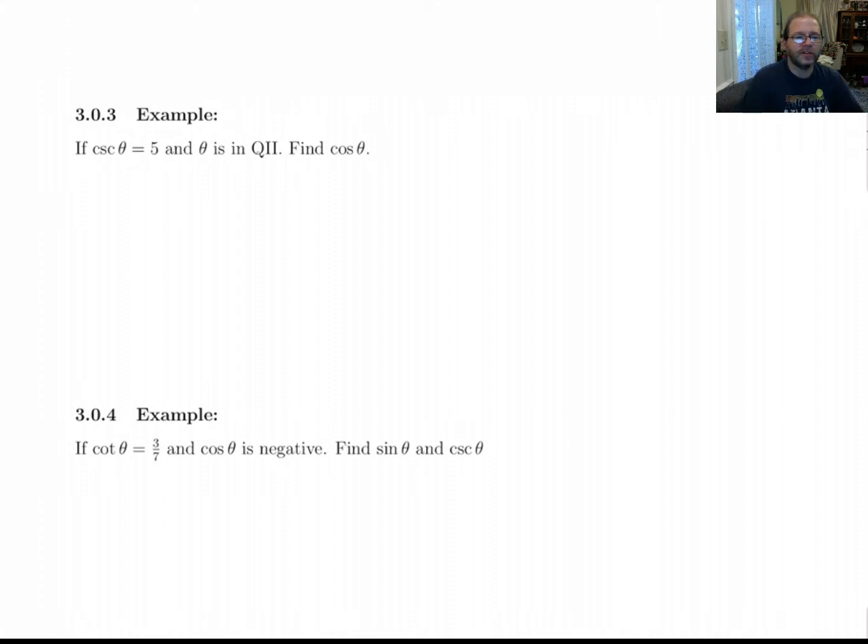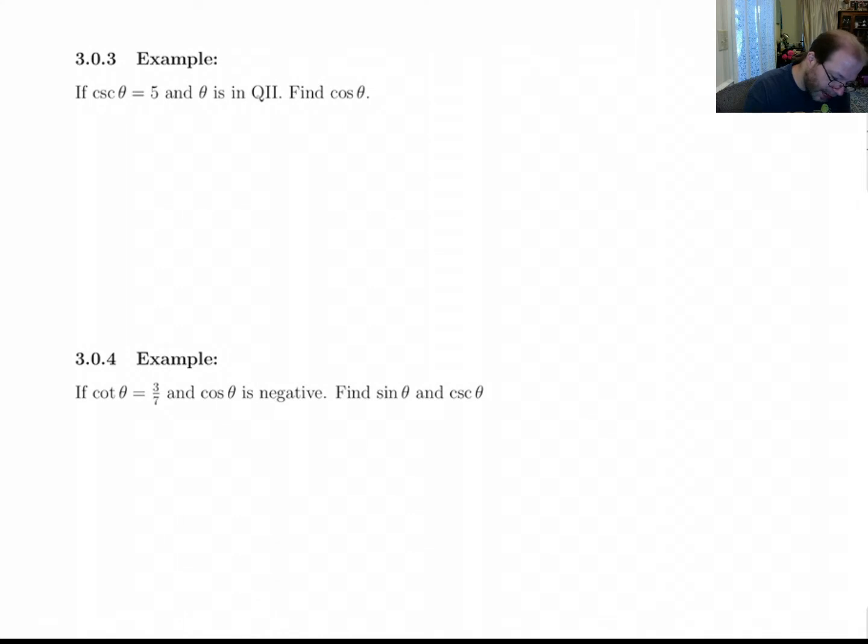All right, let's look at these last two problems. These are very similar to the ones in the previous section, except for now they're involving some of the new trig functions. So let's do this. If cosecant is equal to 5 and theta is in quadrant 2, find cosine theta.